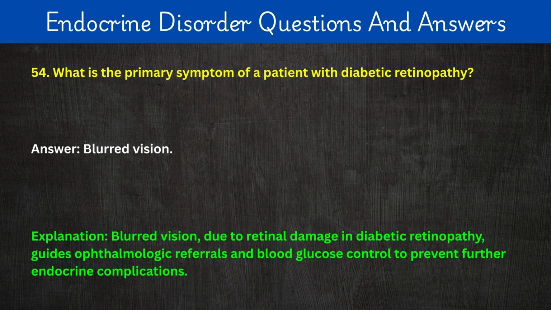54. What is the primary symptom of a patient with diabetic retinopathy? Answer: blurred vision. Explanation: blurred vision, due to retinal damage in diabetic retinopathy, guides ophthalmologic referrals and blood glucose control to prevent further endocrine complications.